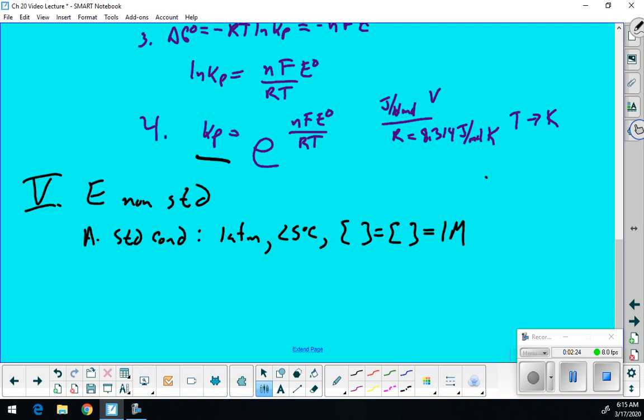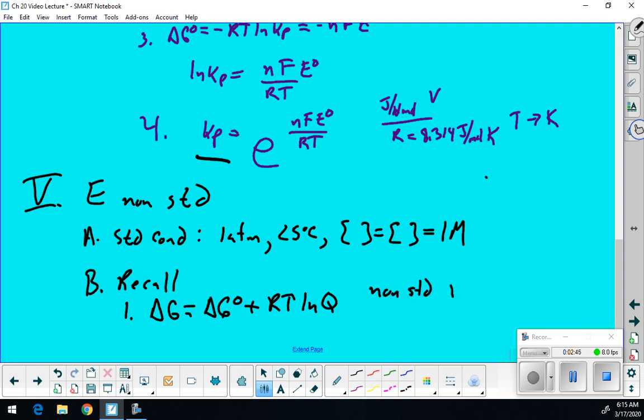Well, let's go back and recall what we did with our delta G, right? We said that my delta G is equal to delta G prime plus RT natural log of Q, right? And this was our non-standard pressure adjustment, right? Right here was our non-standard pressure adjustment.